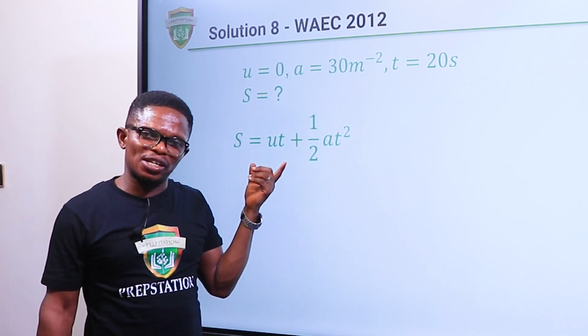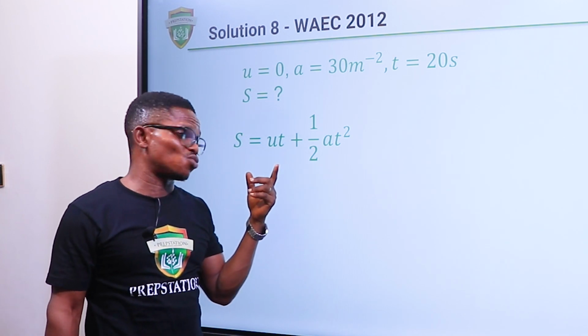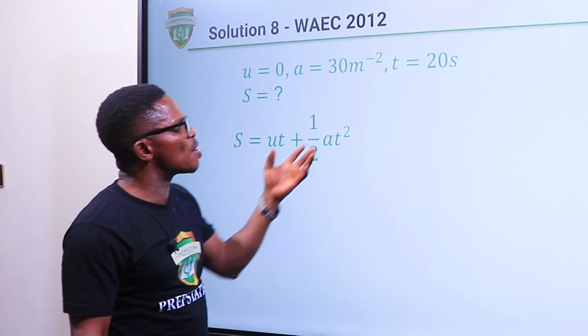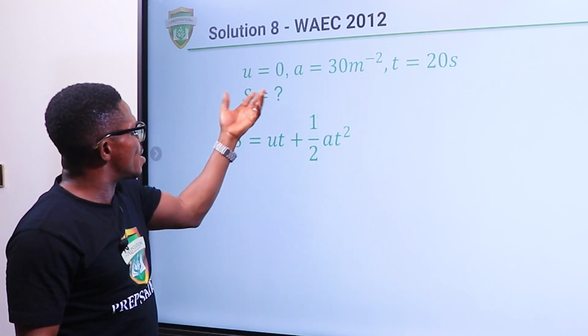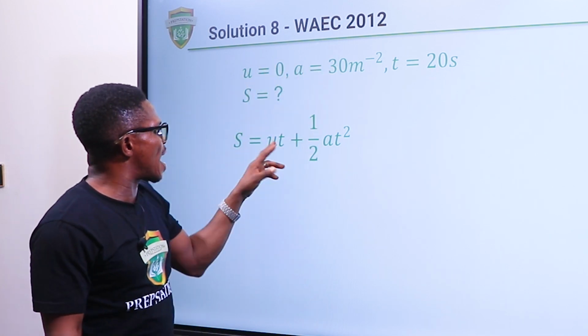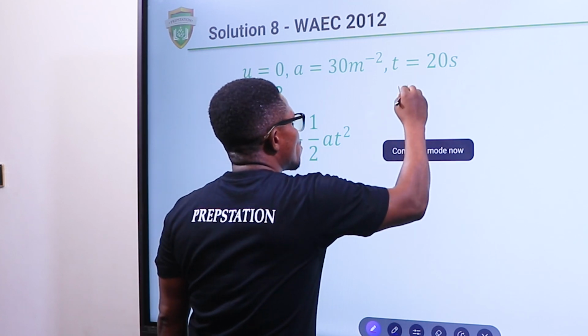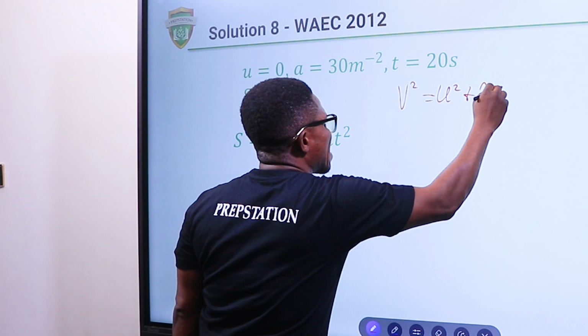Now you can see the formula has changed. All this while I've been using v squared equals u squared plus 2as. But now I have a new formula. Why? Because this time around, from the parameters, we have time. Unlike the other ones, we have time. So I cannot use, now let me show you the formula we have been using until now, v squared equals u squared plus 2as.